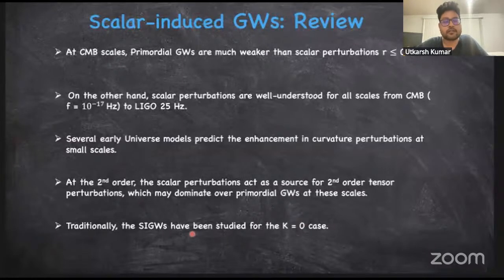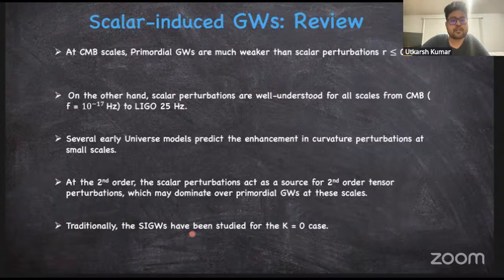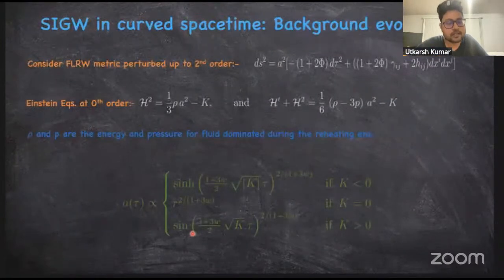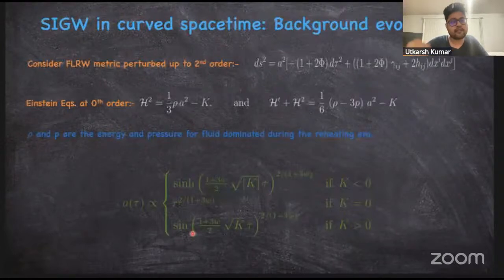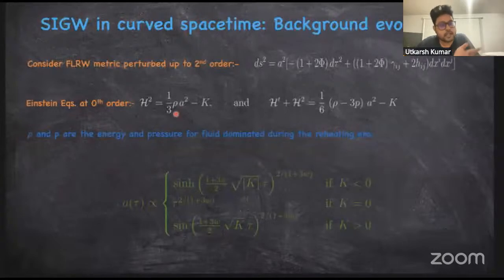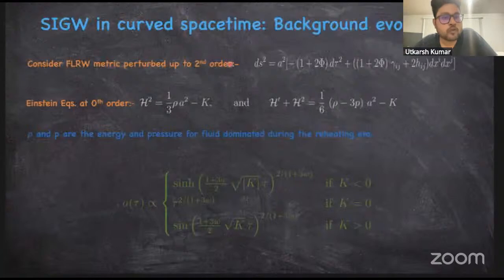Traditionally, scalar induced gravitational waves have been studied for the k equals 0 case. But now in this work, we will try to generalize this paradigm, and we will derive the equations for the scalar induced gravitational waves in the non-flat universe. So we will start by describing the FRW background perturbed to second order.